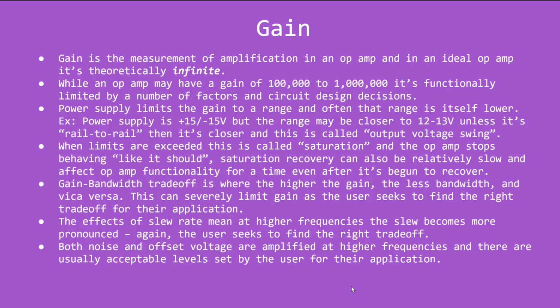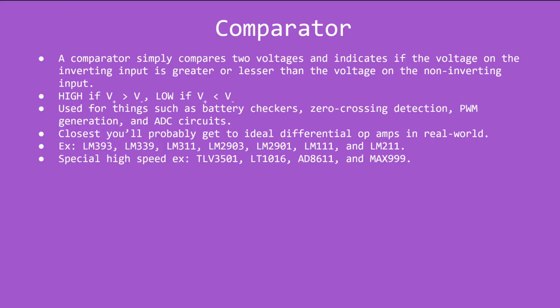So you can be back down below saturation, but the effects can still be felt for a while. I also mentioned a trade-off between gain and bandwidth, where a higher gain means less bandwidth and vice versa. You'll also have an issue with slew rate related to frequency. There's greater effects at higher frequencies, so you might need to find a trade-off. Now, keep in mind also that noise and offset voltage get amplified along with the rest of the signal, so this may become more of an issue at higher frequencies.